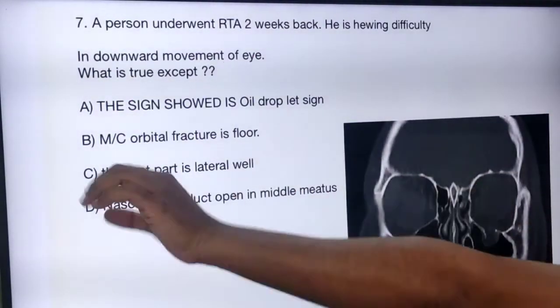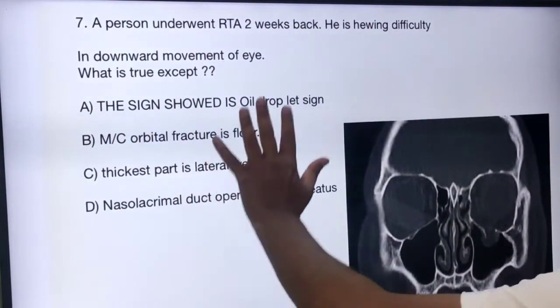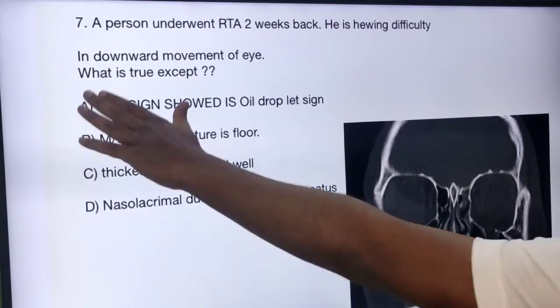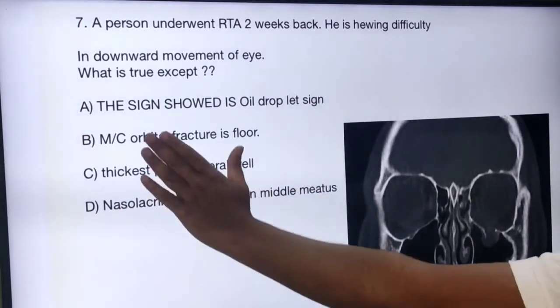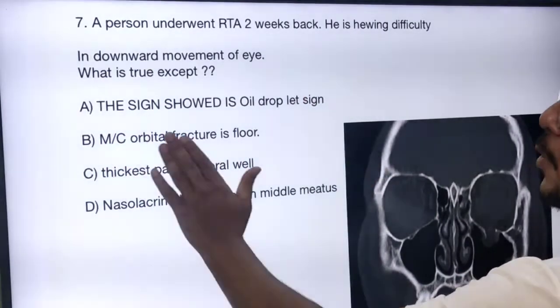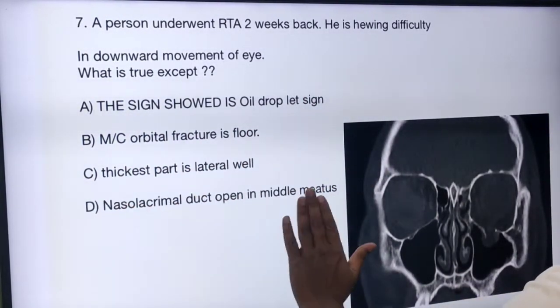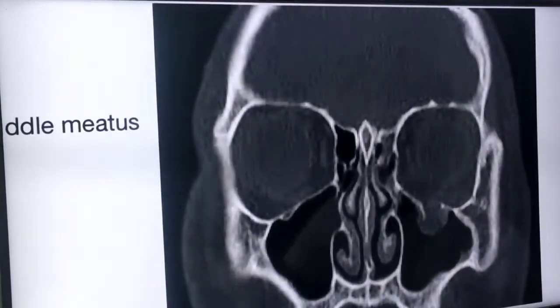Coming to the patient who underwent the RTA 2 weeks back and is having difficulty in downward movement of the eye. What is true except? The sign is oil droplet sign. Most common orbital fracture is floor. Thickest part is lateral wall. Nasolacrimal duct opens in middle meatus. Let me tell you. What is this?